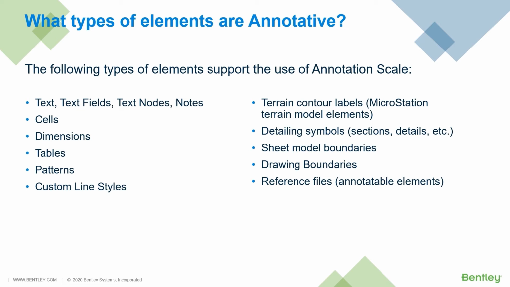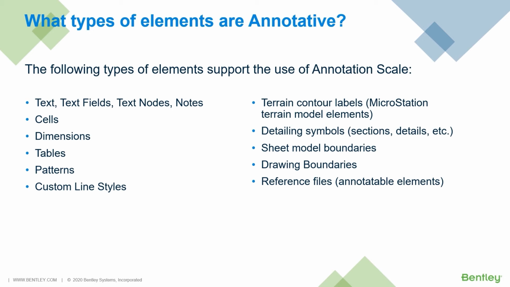Another one of the things that has the ability to work with annotation scale is your patterning. So hatching and cross-hatching can be automatically scaled based on the annotation scale of the design. The scale of custom line styles can be annotative if you wish to, but it doesn't have to be. This is controlled by a model property, and it should be either on or off. But if it is, it's globally done. That means all custom line styles are scalable if that's the case.